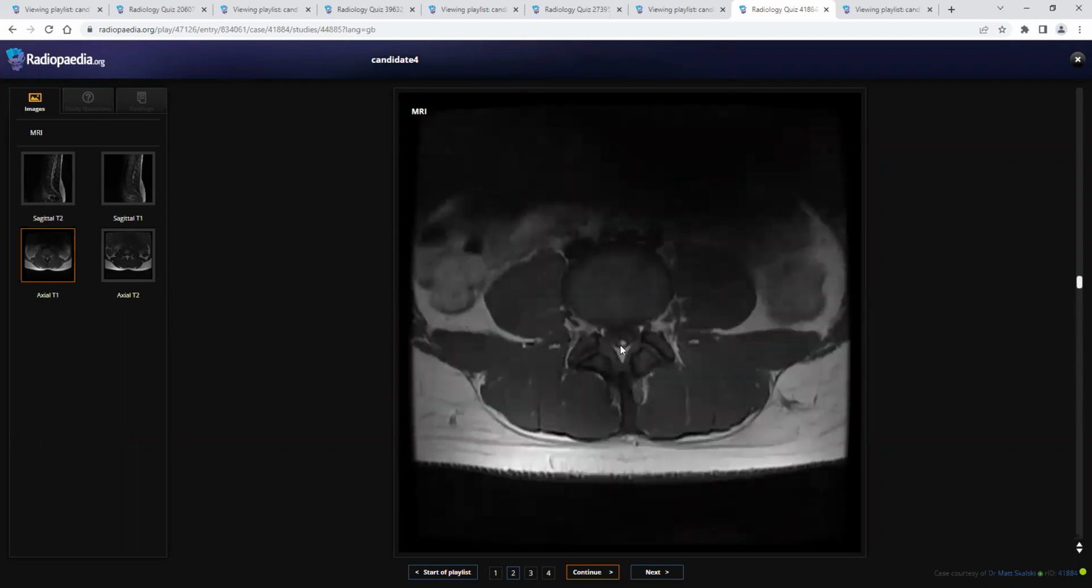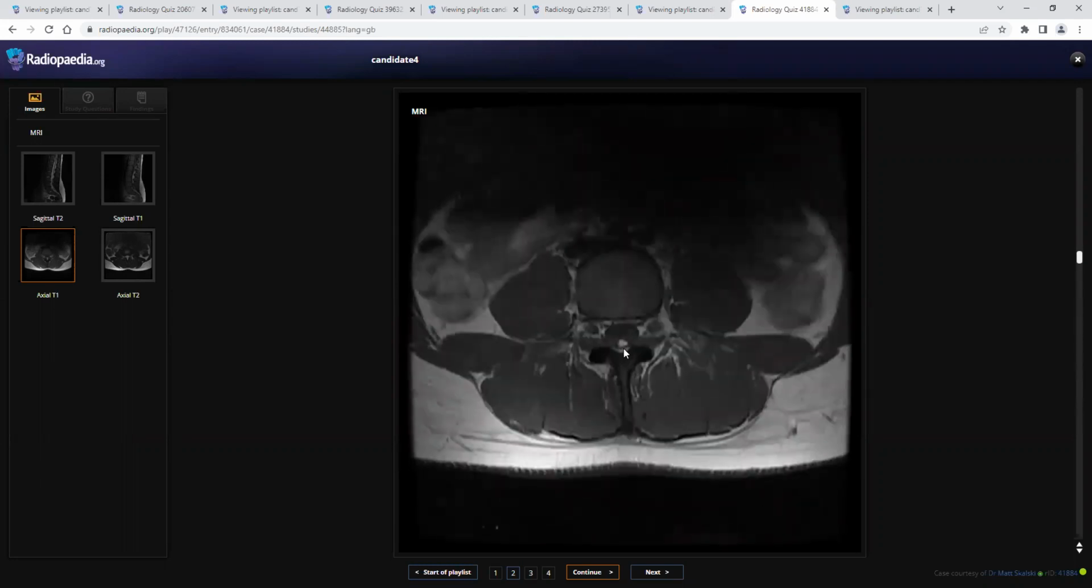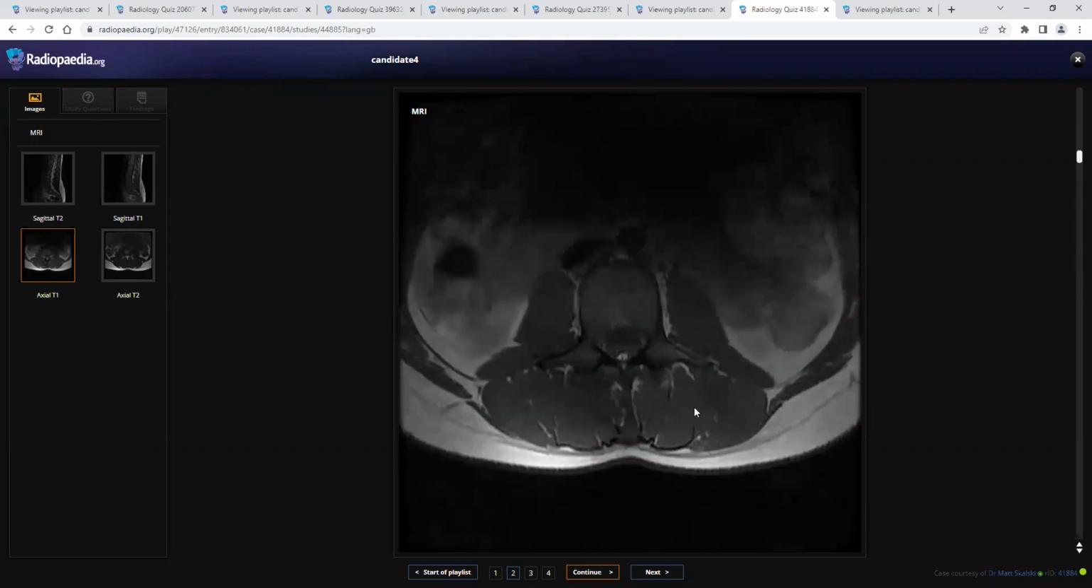Can you go up in the same sequences? Yeah. What is this? In the given sequence, it should be a fat component. I think lipoma. Okay.